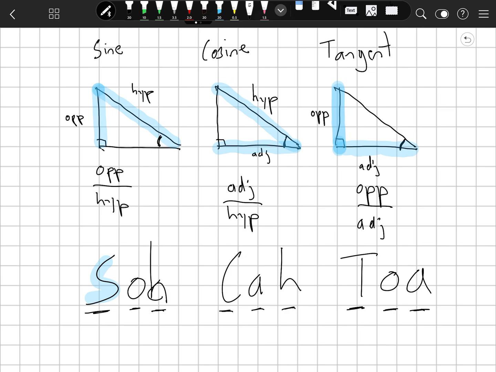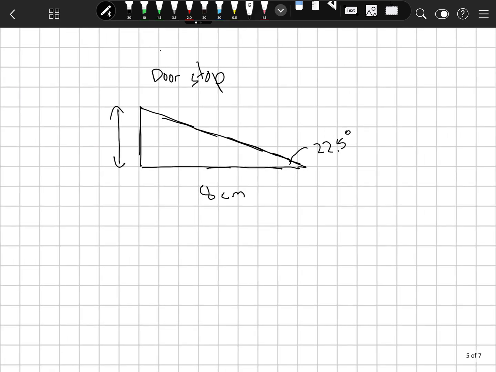Okay, we are going to move to the portion where we actually solve a problem. We've got a doorstop that we've made, and we know it's 8 centimeters long, and it forms a 22.5 degree angle, and we need to consider its height. So looking at this, we've got opposite and adjacent. You might remember from Sakatoa that opposite and adjacent is tangent.